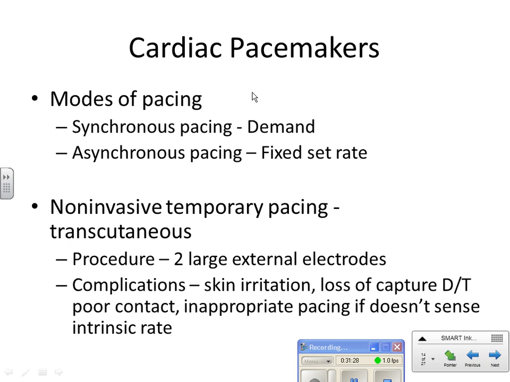So we have demand, synchronous pacing, or asynchronous. So who can describe what the difference is? What is demand versus asynchronous? So demand is only going to fire and stimulate a ventricular contraction when your heart rate drops below that set rate. Asynchronous pacing is going to be a fixed set rate. It's constantly going to fire, say, 65 beats per minute or whatever the doctor has prescribed for that.